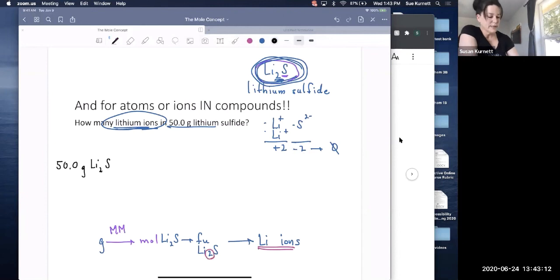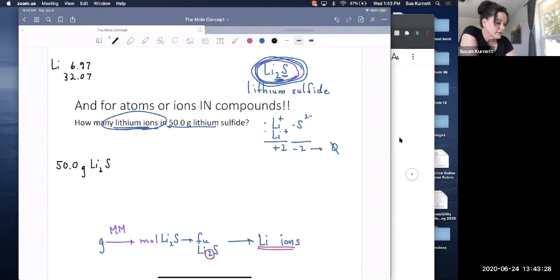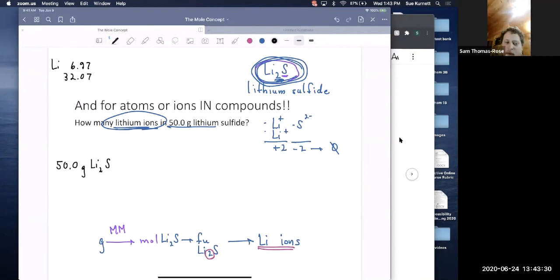I don't have the molar mass memorized. I think it's something like 6.97. Does anybody have a periodic table nearby for lithium? Yes. Okay. Which is lithium number? It's a metal. Number 3. Number 3. 6.941. Oh, 41. Okay.